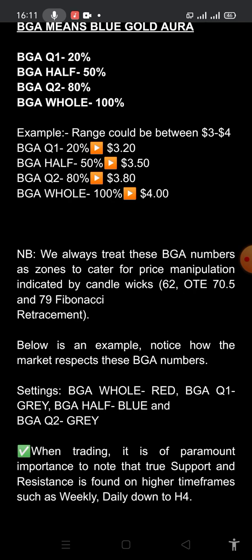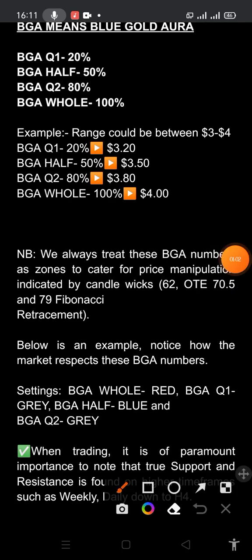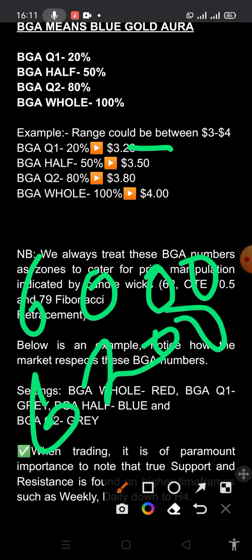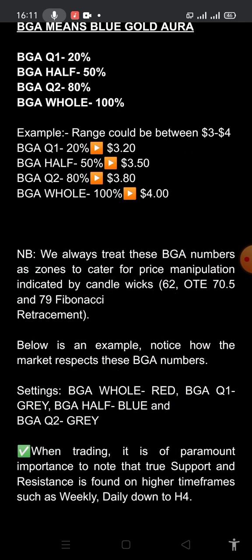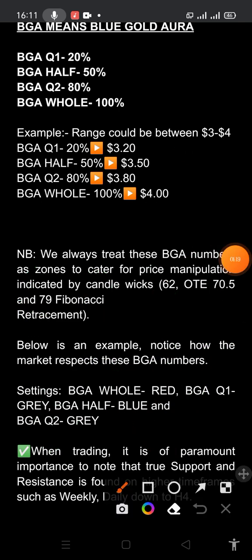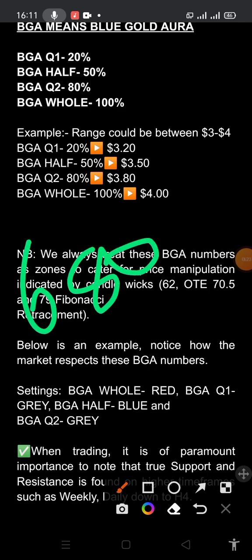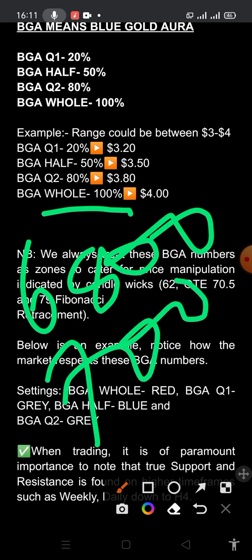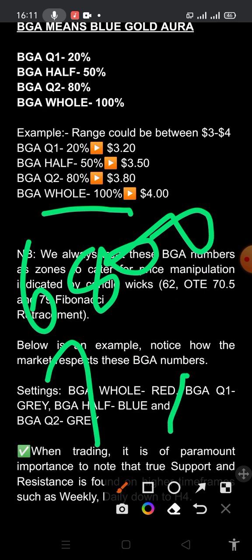Now if we are using 6,000 as the price, this is the range basically. Now this Q1 will be 6,200, the Q half will be 6,500, and the Q2, which is 80%, will be 6,800, and the whole number will be 7,000. Now this is how to get the settings.